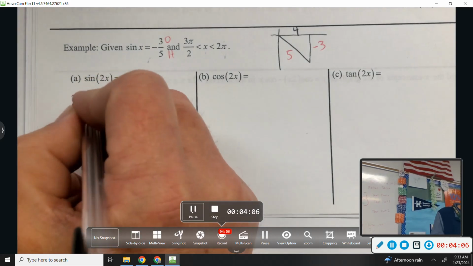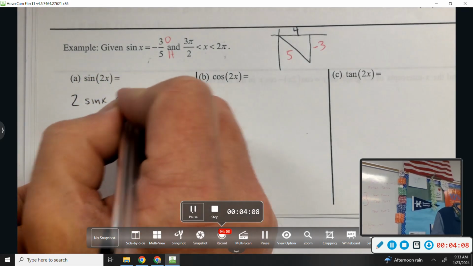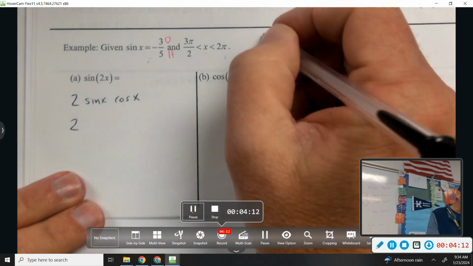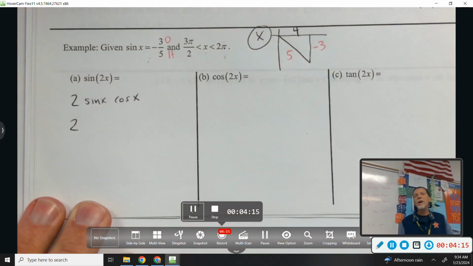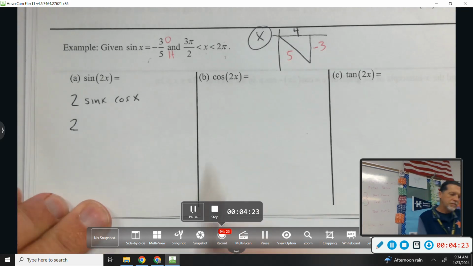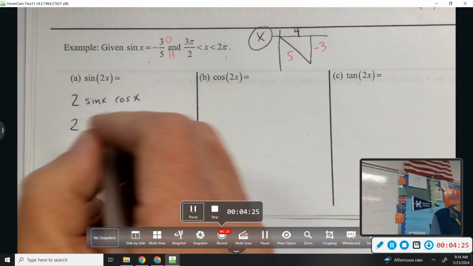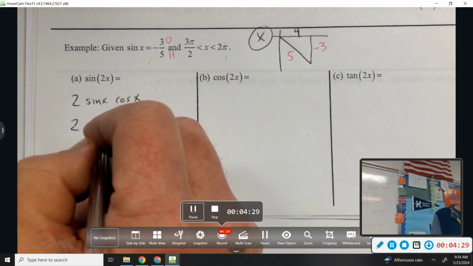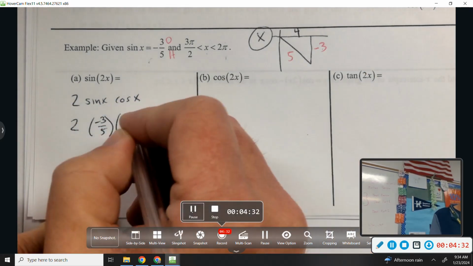Sine of 2x is 2 sine x cosine x. I didn't label it, but I guess that's okay because there was only one. I'm big on labeling it if it's alpha and beta, or u and v, or a and b, so you don't get them mixed up. But this one, there's only one of them, so that's angle x. Sine of x is negative 3/5. Cosine of x is 4/5.